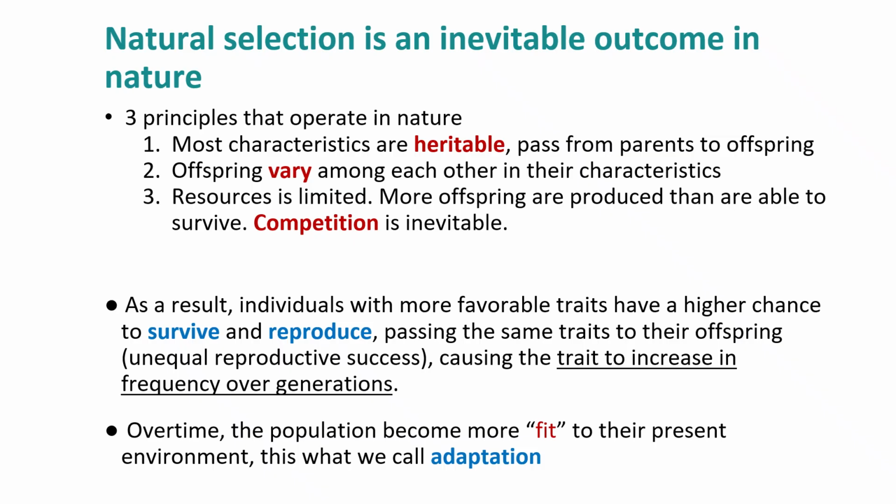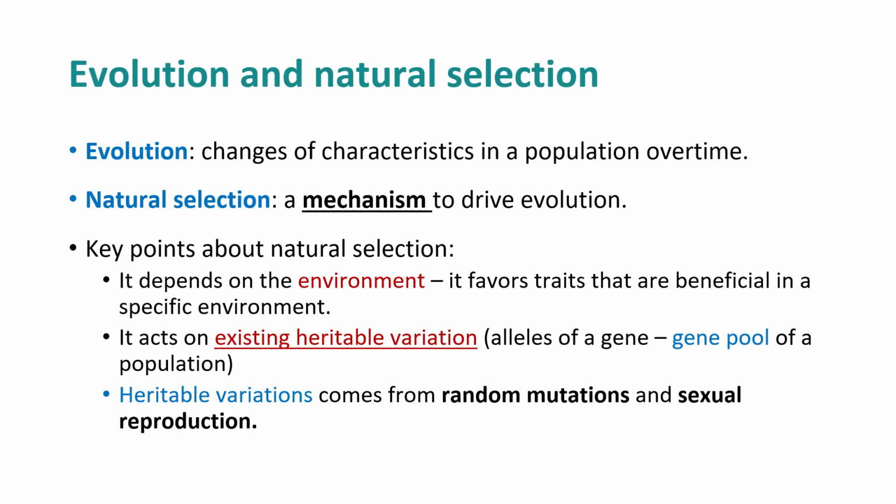And since the short people give birth to short children, over time, you're going to see the average height of this particular population is going to go down. People are going to get shorter over time because it's only the short people surviving, right? That's how natural selection and adaptation work as well. So, in conclusion, evolution is the change of characteristics in a population over time. And natural selection is the mechanism that drives evolution.